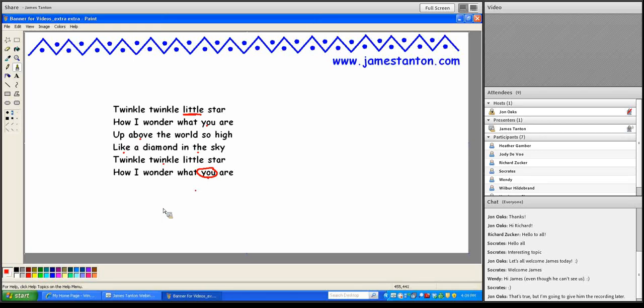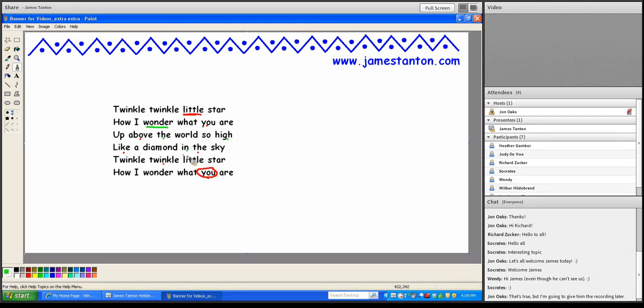If I play the game with you now, I'm off the screen. So when I played this game starting on little, I got stuck on the word you. Well, this feels kind of random. But let's play the game again. This time, let's start with the word, I don't know, wonder. Any word in the first two lines, and we'll chase our way through the rhyme again. 1 to 6 letters.